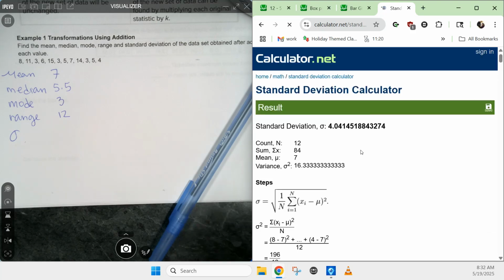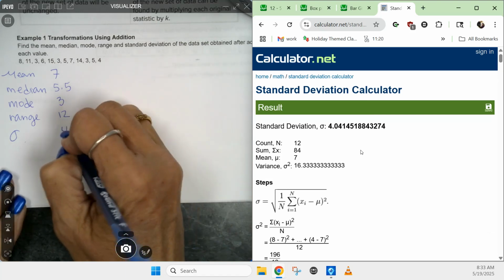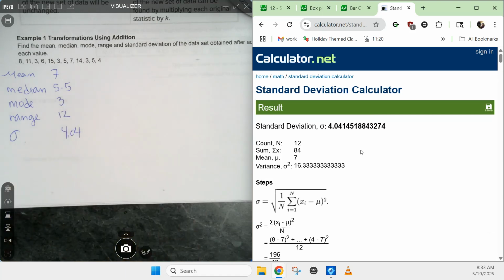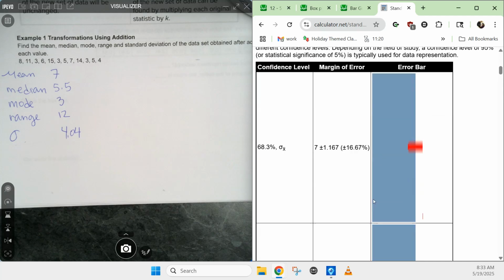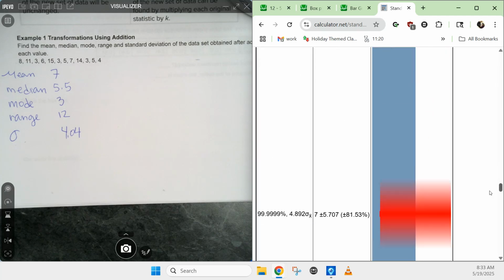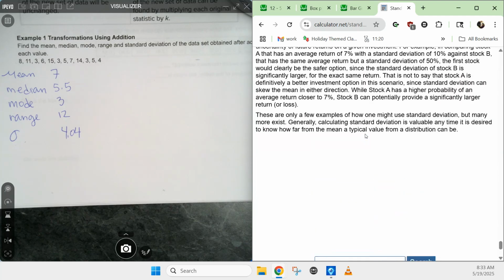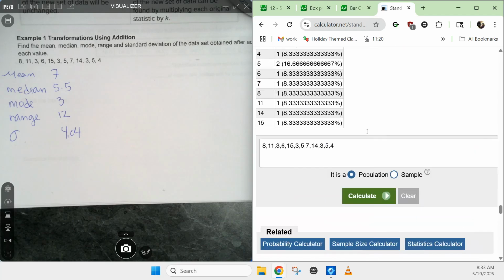Okay, so my standard deviation is 4.04. Now, this wants us to add 6 to it. We're going to add 6 to each one of these numbers. We're going to come down here to the bottom and I'm just going to add 6 to each one of these numbers.